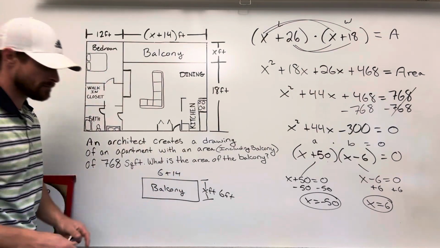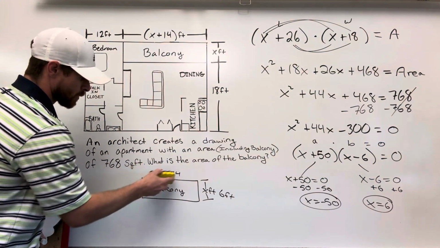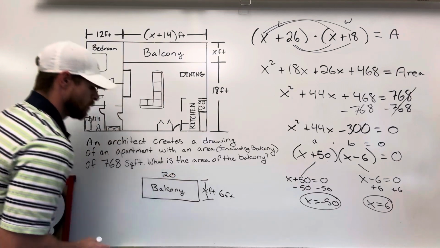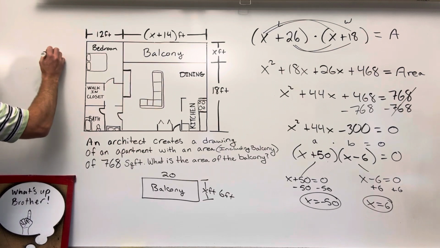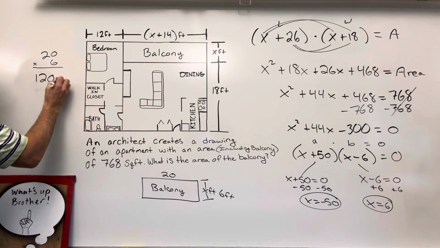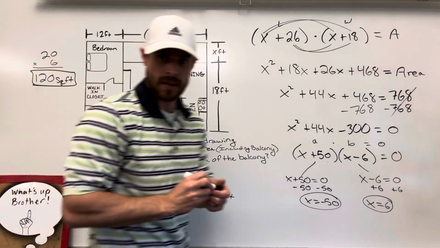Finding the area of that isn't all that tricky, because we know we just multiply our length times our width. 6 plus 14 is, I'm just going to change that to a 20. So we got a 20 by 6. So what's the area of the balcony? 20 times 6. It's going to give you 120 square feet. And that is how you would tackle a problem like this.